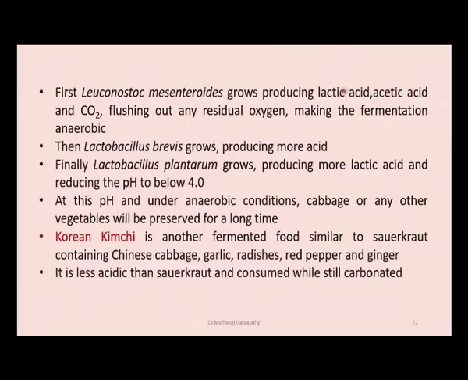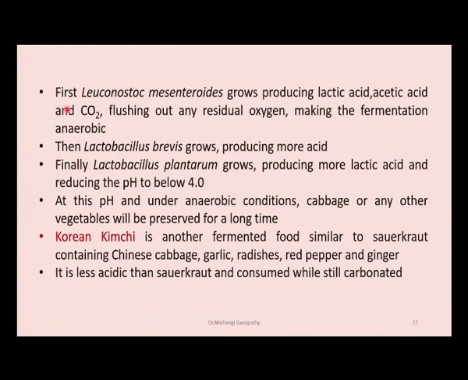A typical example of lactic acid vegetable fermentation is sauerkraut. Here the substrate is fresh cabbage. The cabbage is shredded and we add 2.25% salt, and in this the organism which first grows is Leuconostoc mesenteroides. The Leuconostoc which grows in this mixture produces lactic acid, acetic acid and carbon dioxide.